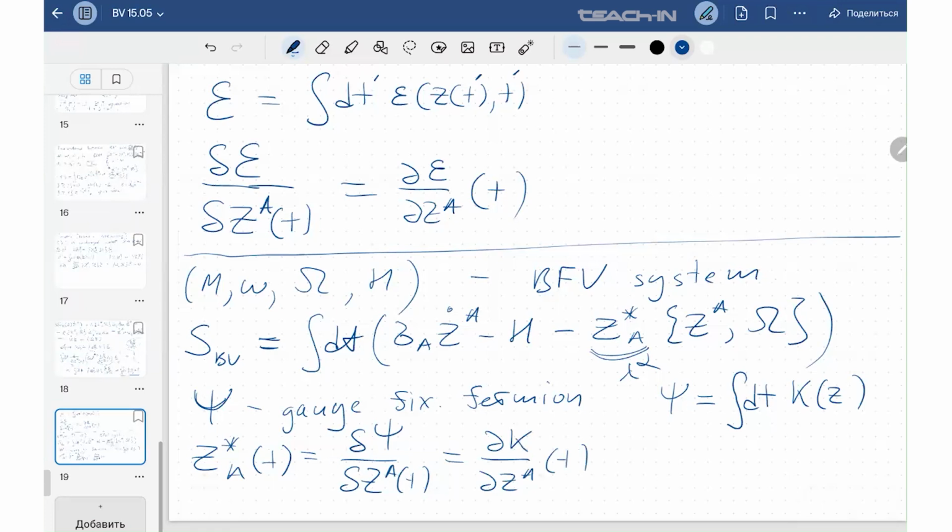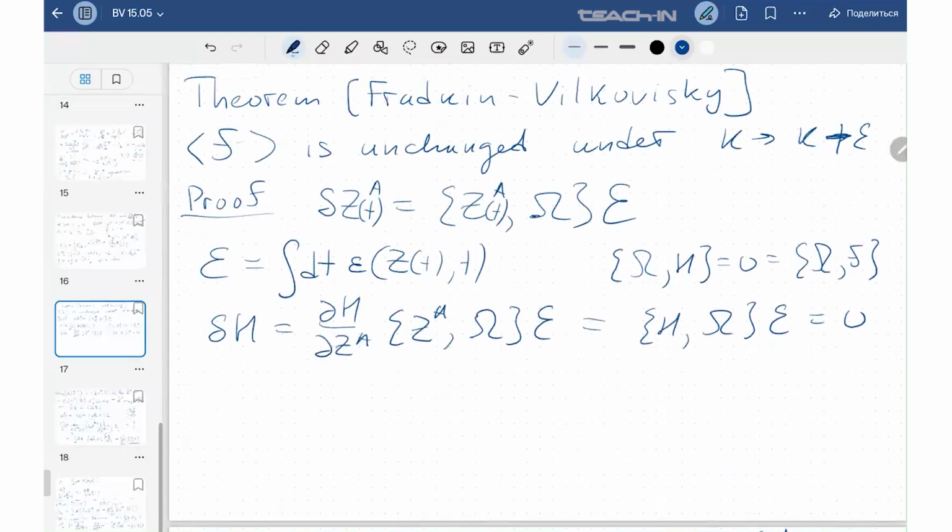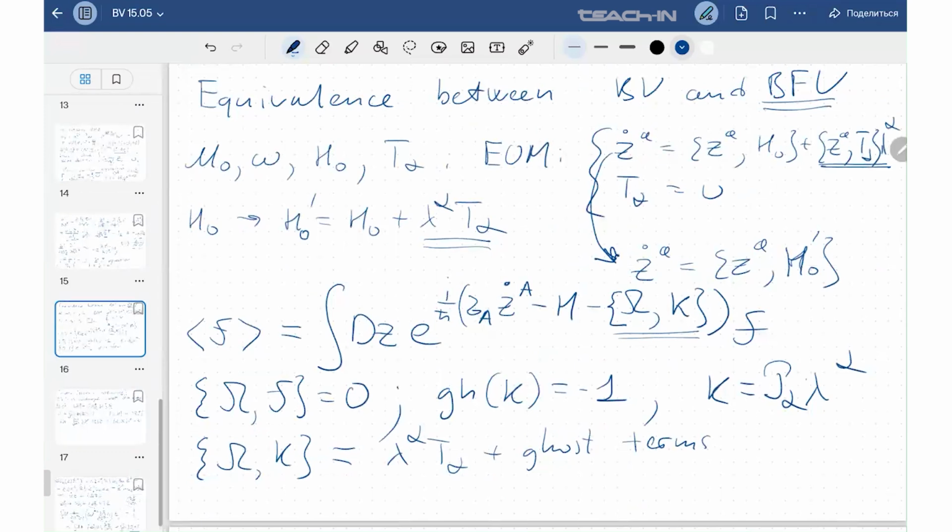So we substitute it back here, because that's the only term which contains antifields. And what we get, let me try to write it here. So this S_BV, already gauge fixed, looks like this. It's the integral dt. I don't write the first terms because they are unchanged. Then I substitute z star with dk over dz. So dk over dz times the bracket of z with omega is just the bracket of k with omega. So this is exactly the gauge fixed action, right? Sigma A z dot A minus H minus omega K.